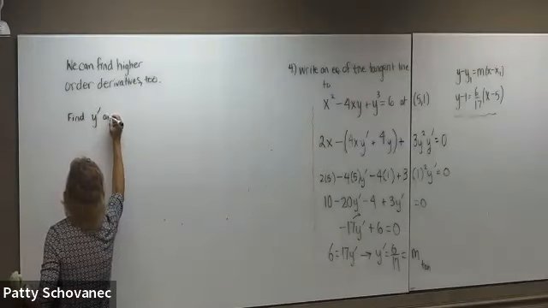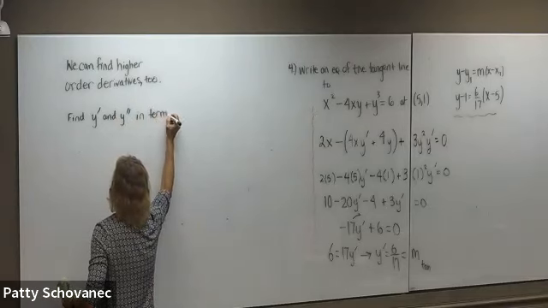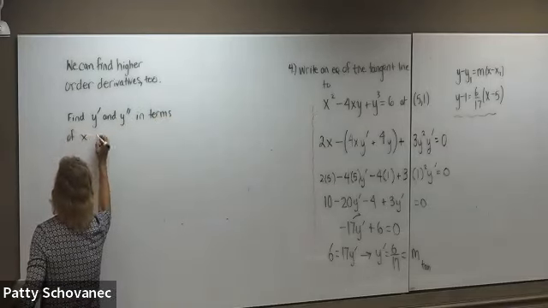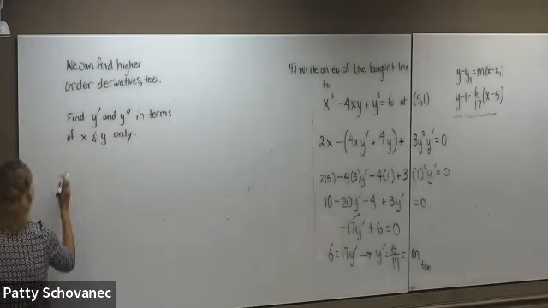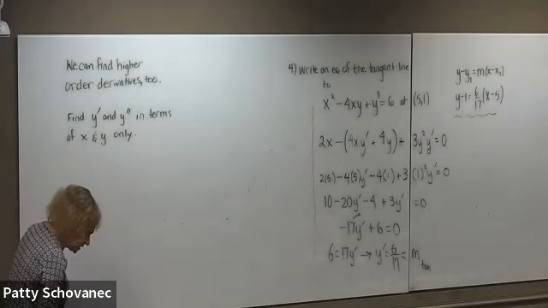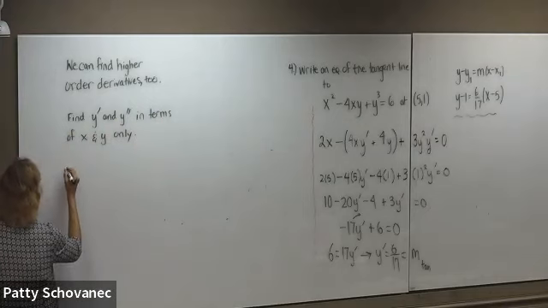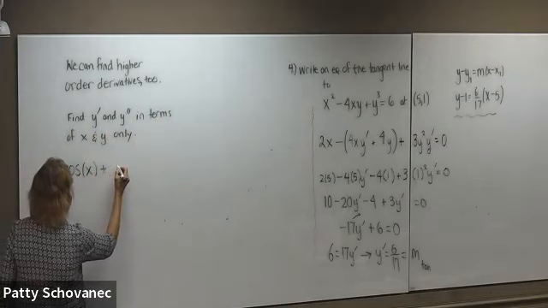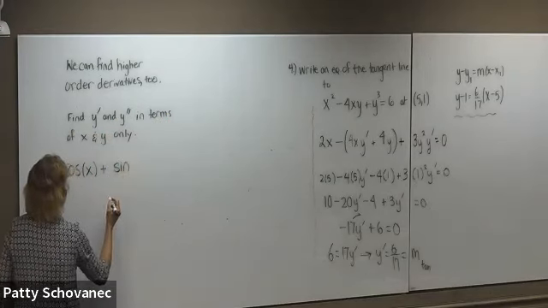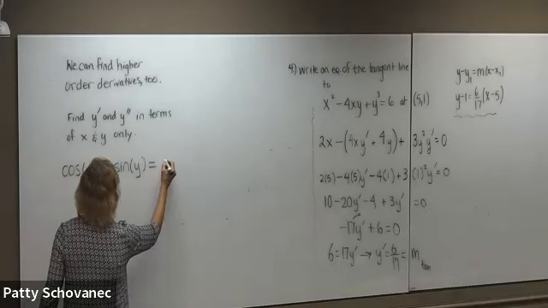Find y prime and y double prime in terms of x and y only. Let's start with the equation: cosine of x plus the sine of y equals 3x.